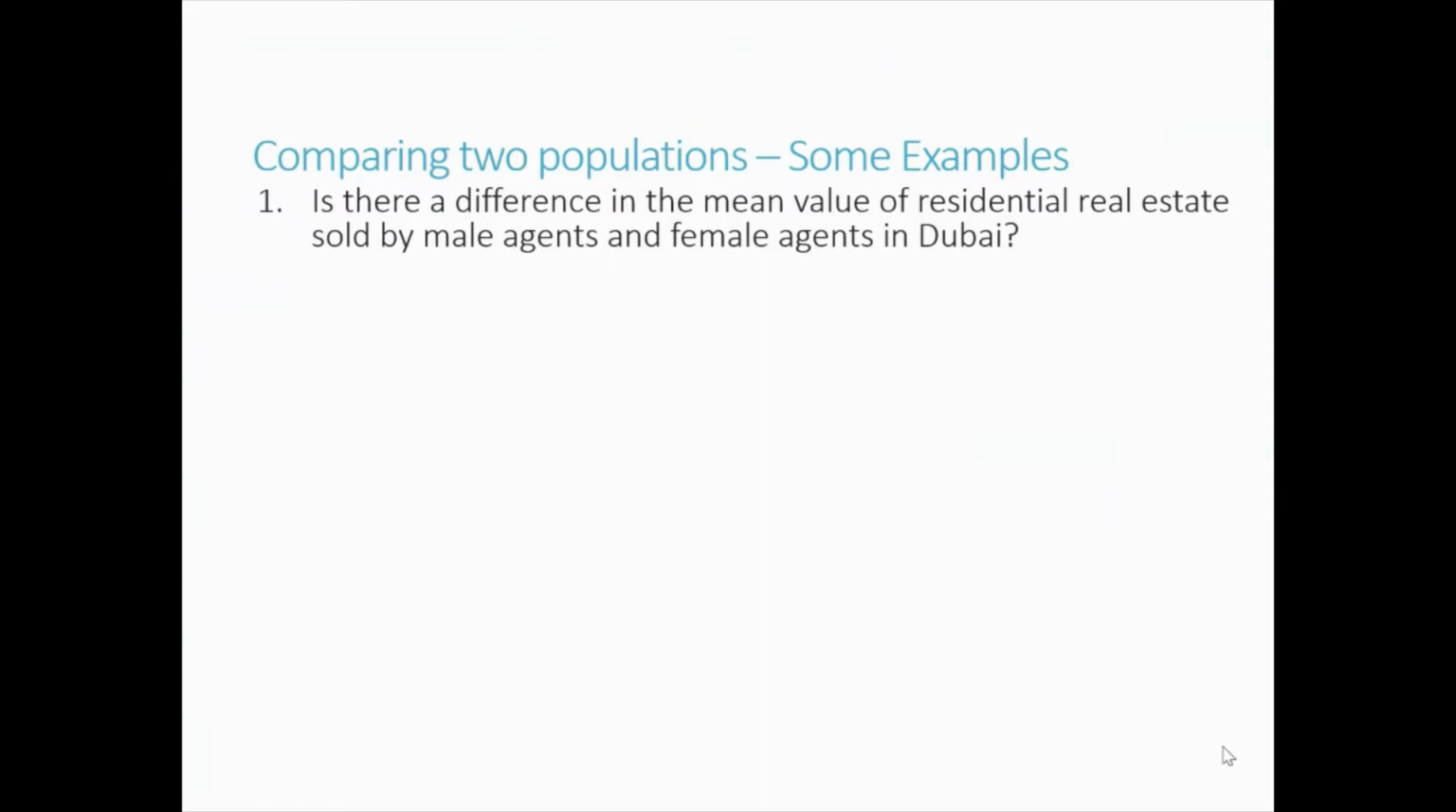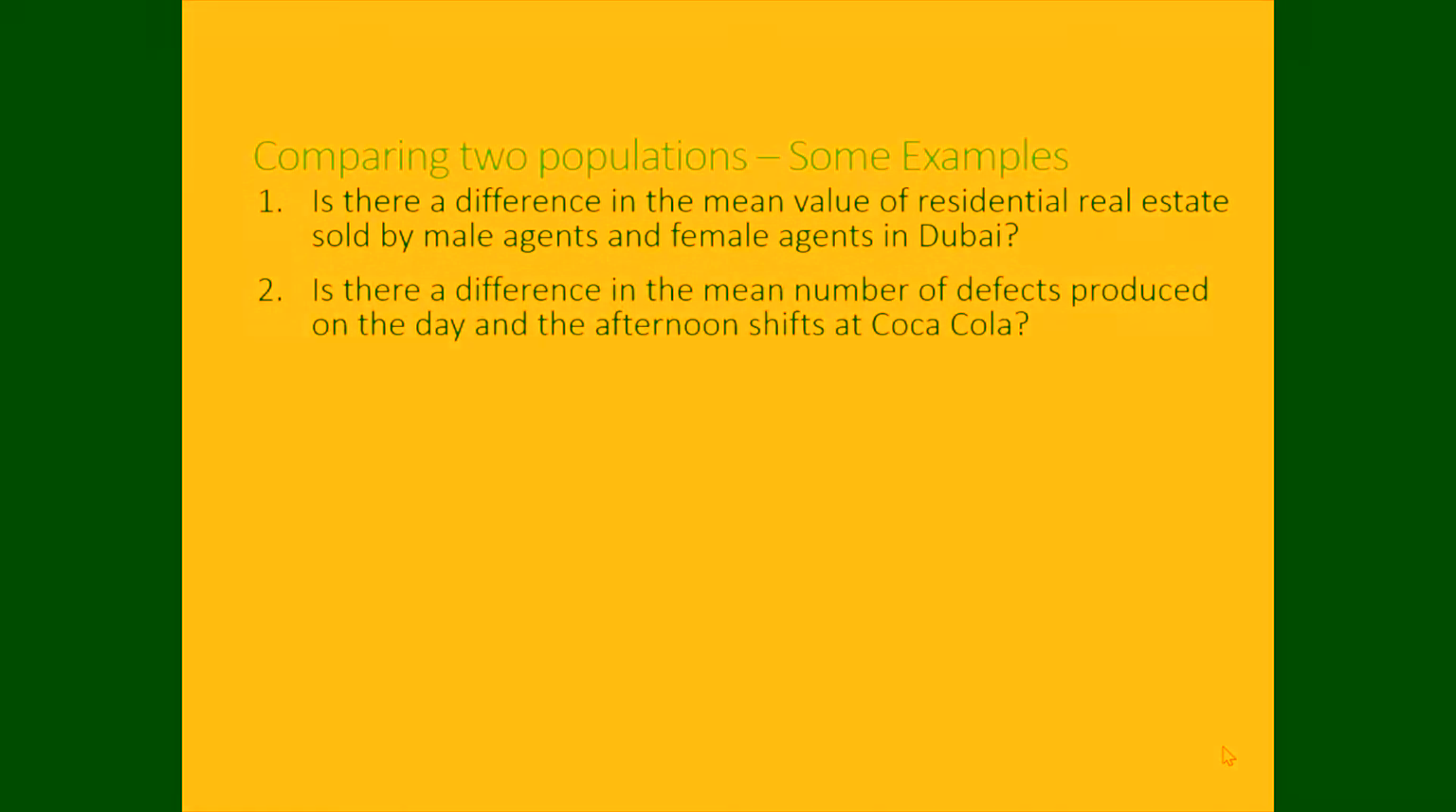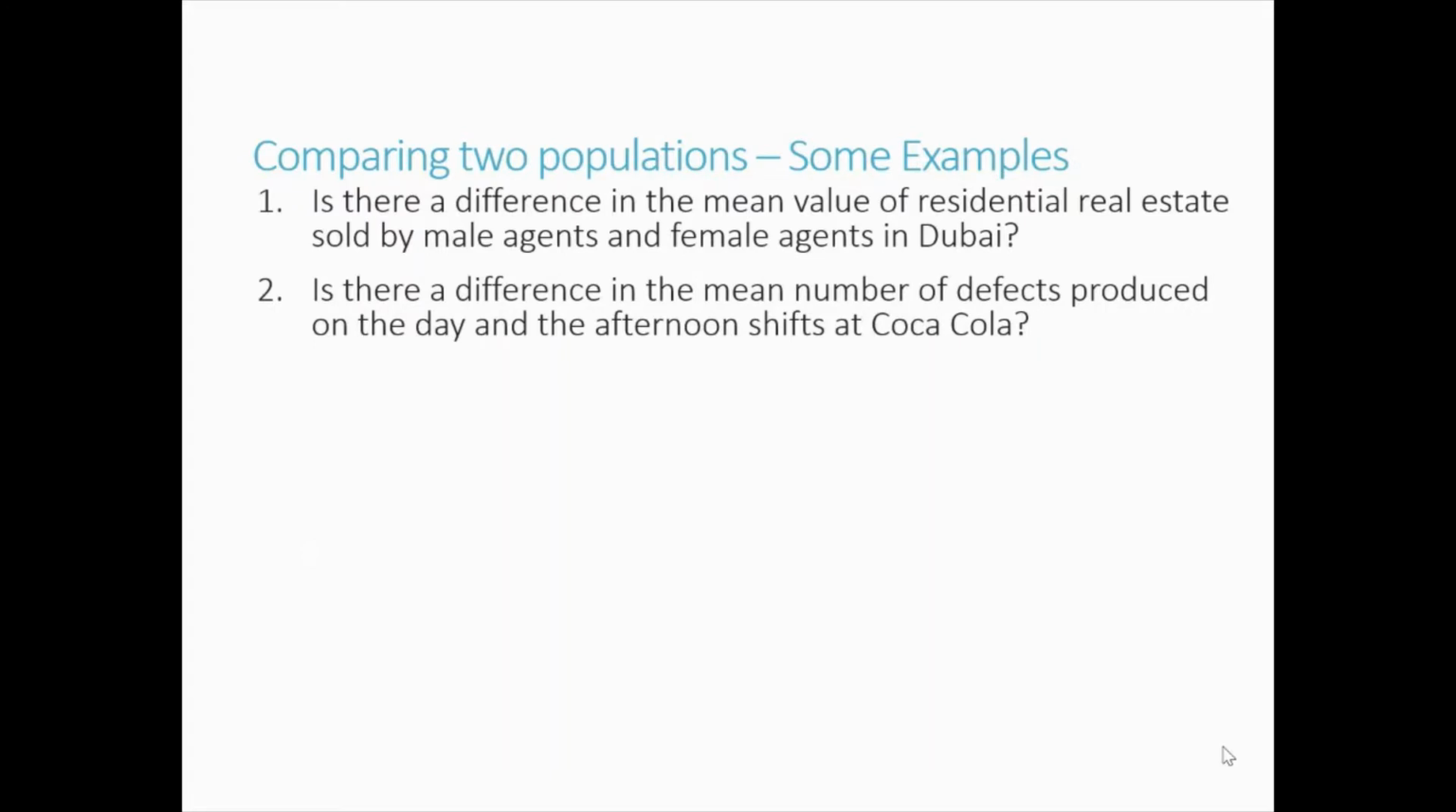Some examples of comparing two populations are, for example, the difference in the mean value of residential real estate sold by a male agent and a female agent in Dubai. So basically, when you have two different populations like male versus females, and you're comparing them whether they're the same or not, that is one example. Another one is comparing the difference in the mean number of defects produced on the day and the afternoon shifts at Coca-Cola. So is the morning shift making more or less or equal amounts of defects compared to the afternoon shift?